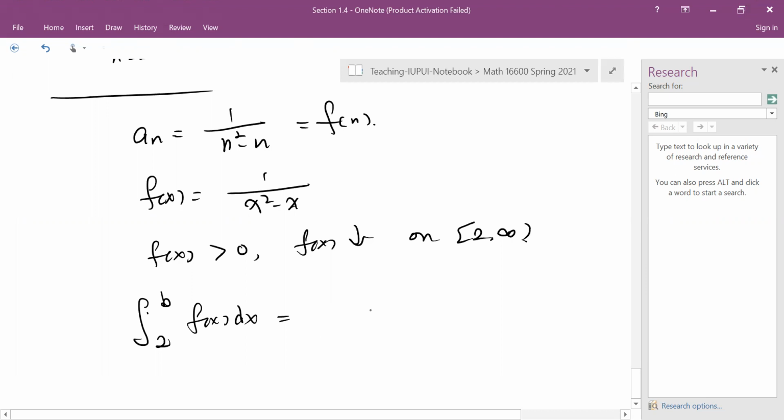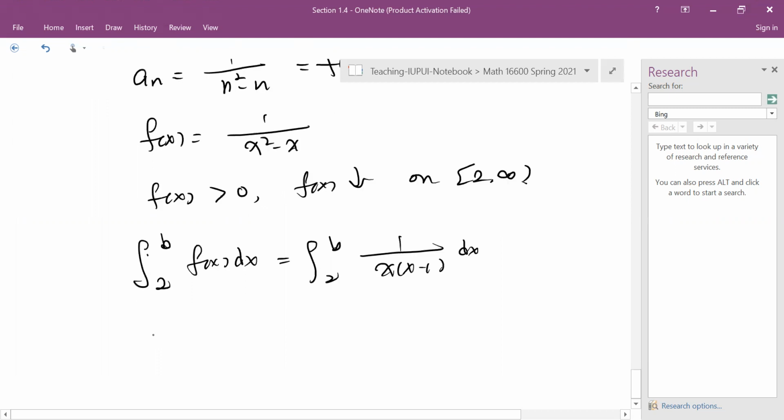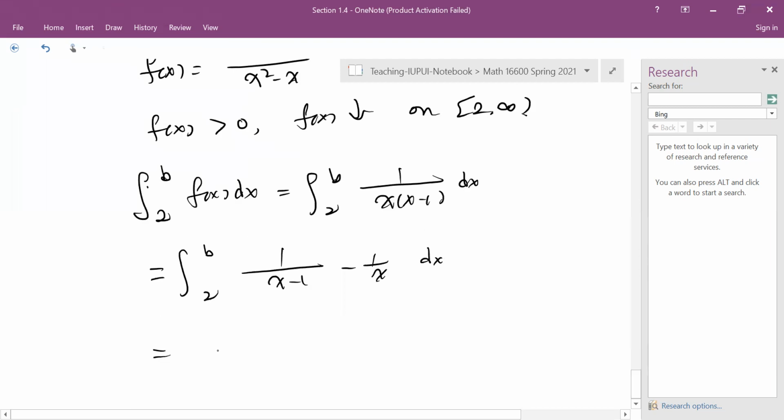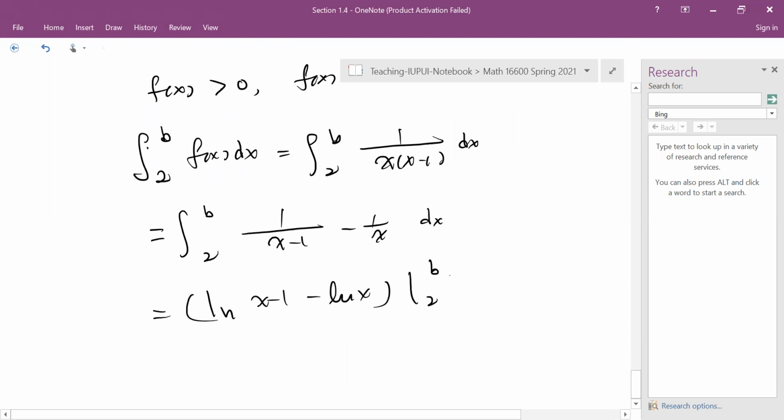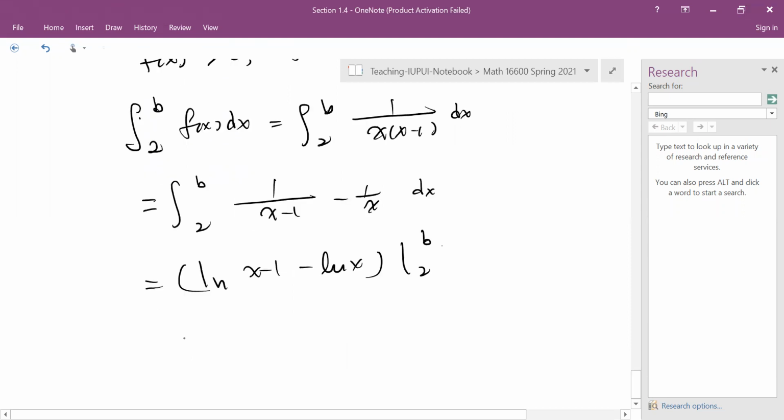And you use the same idea, actually decompose it. You see, it's just like what we did. This is going to be 1 over x minus 1 minus 1 over x, right? So the antiderivative will be ln of x minus 1 minus ln of x, right? Evaluate the two endpoints. Okay, so you can combine them first.